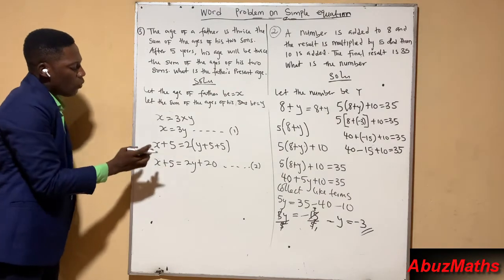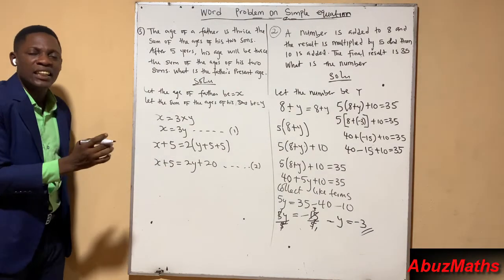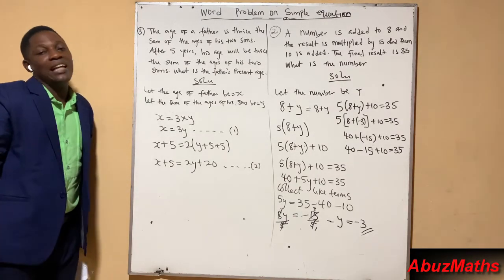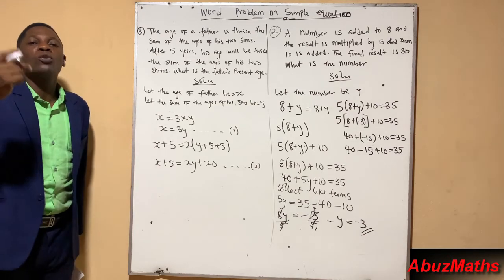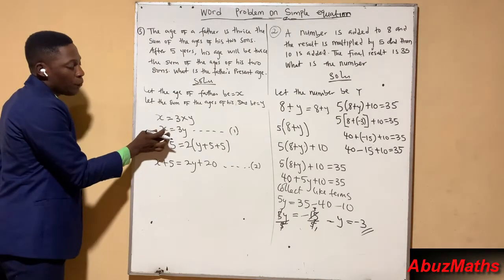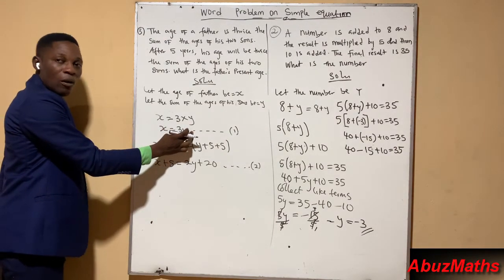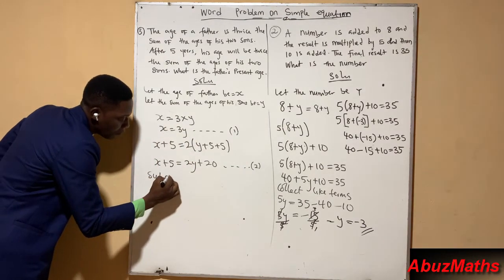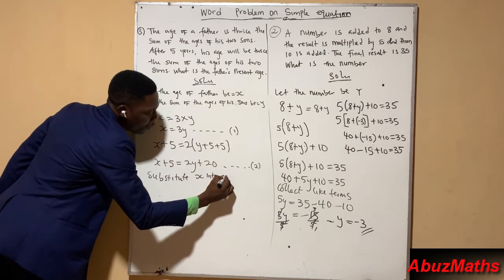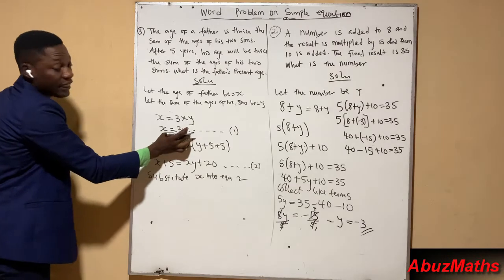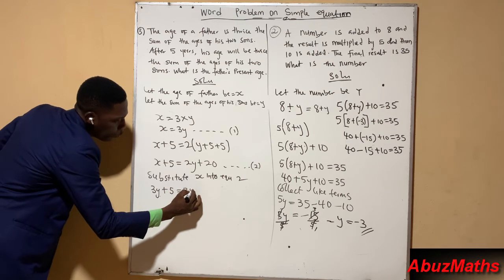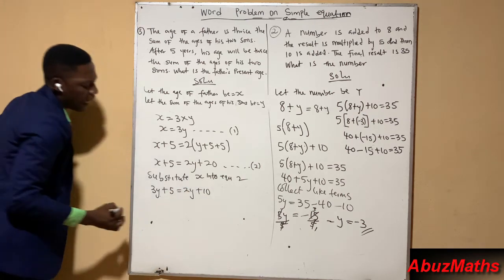So here we can now start solving or eliminating one of the variables to get the other. You cannot solve for 2 variables at the same time. So you have to eliminate one. And how do you do that? You do that by substitution. Now this is equation 1. From equation 1, I was told that x is 3y. So if I substitute x into equation 2, so x is 3y, I get 3y plus 5 is equal to 2y plus 10.